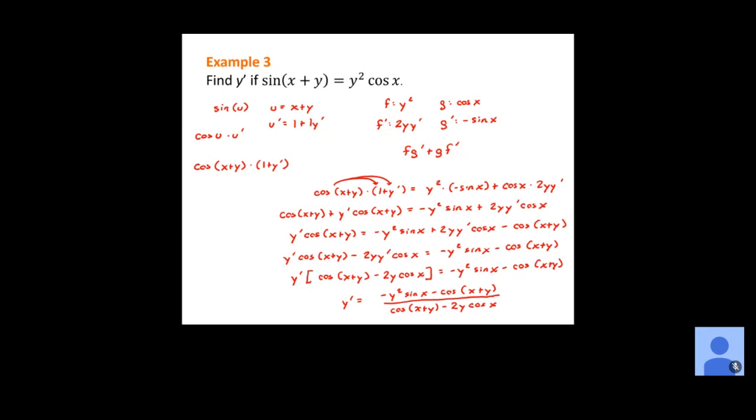Now, just so you know, if you had moved everything to the opposite sides, then obviously your signs would all be switched. In this case, if every one of these signs was opposite of what it is in the numerator and denominator, that's still equivalent. So if this had been positive y squared sine of x plus cosine x plus y, and we had a negative cosine of x plus y plus 2y cosine x in the denominator, that's the same answer that we just got here. It doesn't matter which way you move your y primes, because in that case you could factor out a negative, cancel them out, and you'd have the same answer as what we've got here.